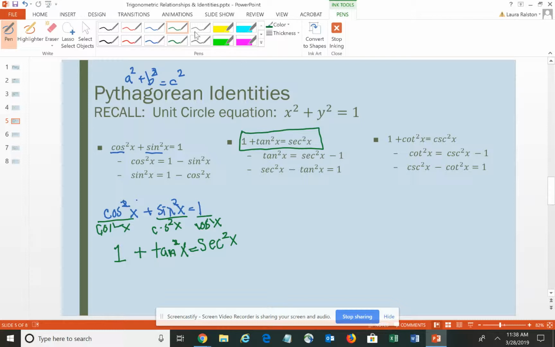Similarly, to get the third one, if I take the original equation cosine squared x plus sine squared x equals 1, and this time I divide everything by sine.